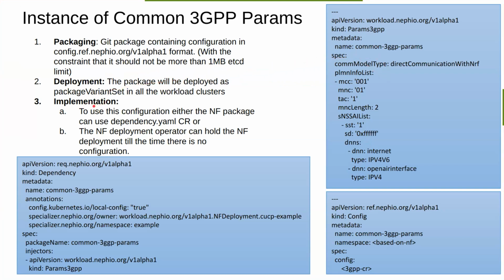Then for implementation, either we use this dependency method which Joseph mentioned, using dependency.yaml, or there is another method which I thought about. The operator which we designed, the Go or the Python operator, will hold the deployment until this kind is available in the namespace. It will keep on looking. The moment it's available, it will deploy. If not, it won't. So that's one approach.